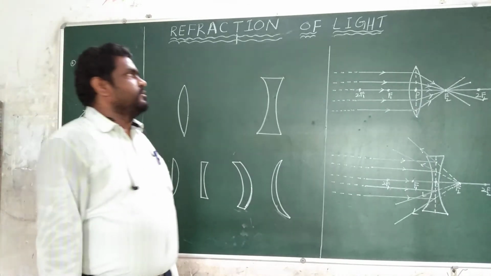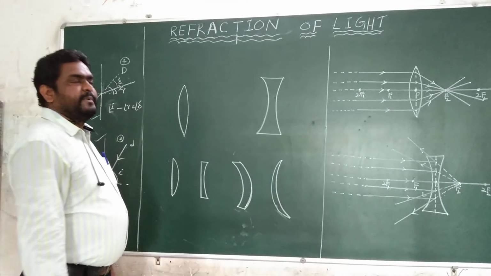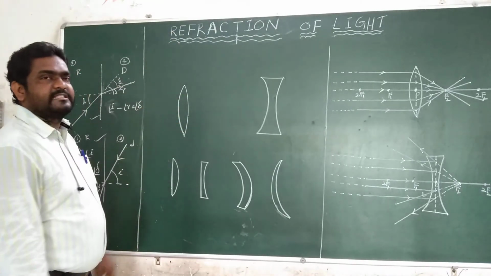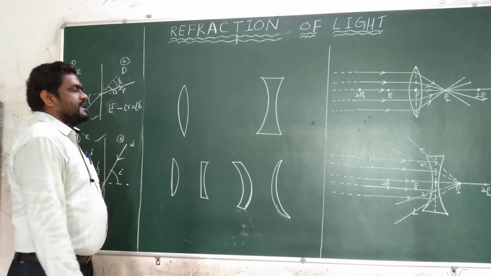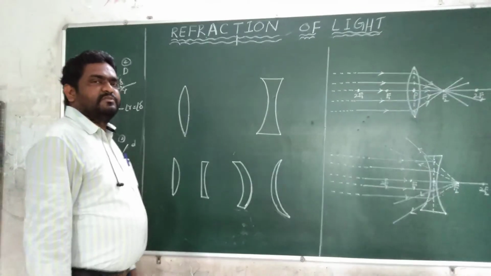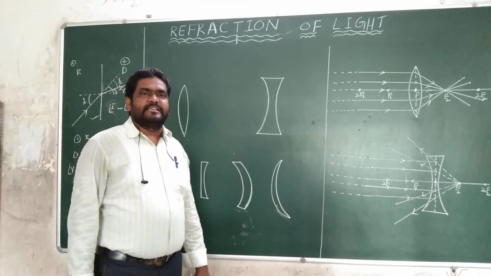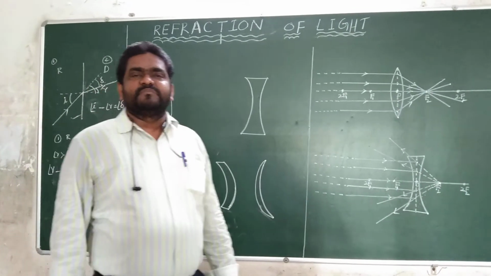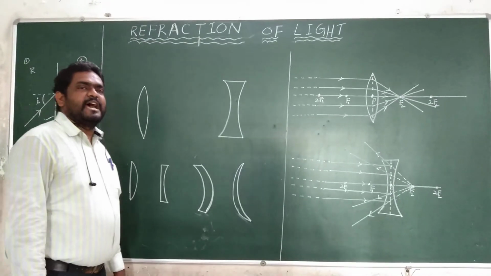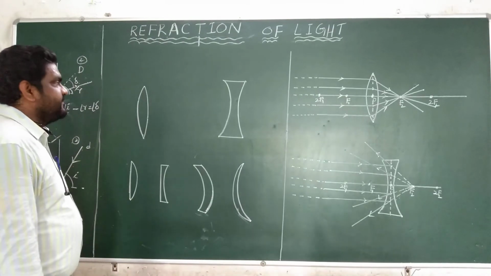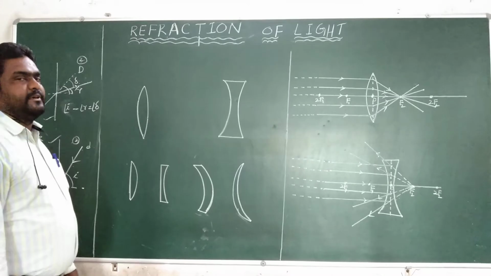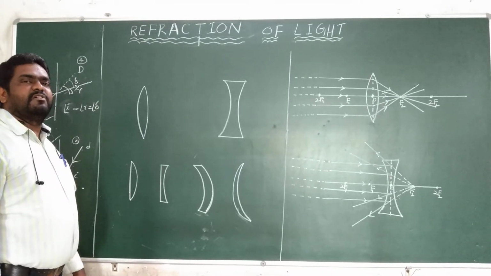Now we are going to the spherical surfaces. Refraction of light through spherical surfaces, for example here, lens. What is meant by lens? A lens is a refracting material having two surfaces, where at least one is a spherical surface. That arrangement is called a lens.